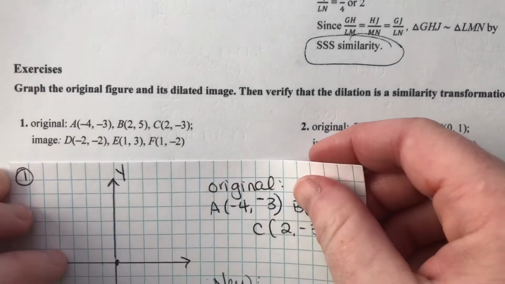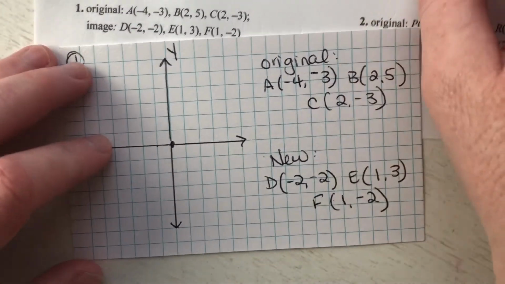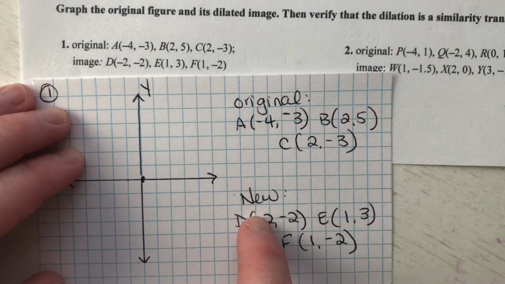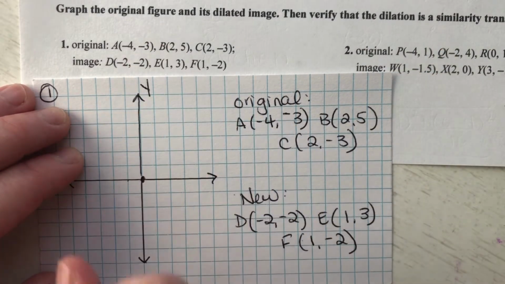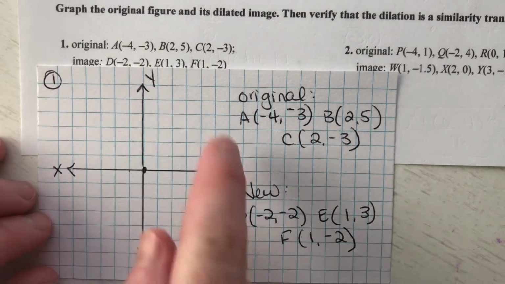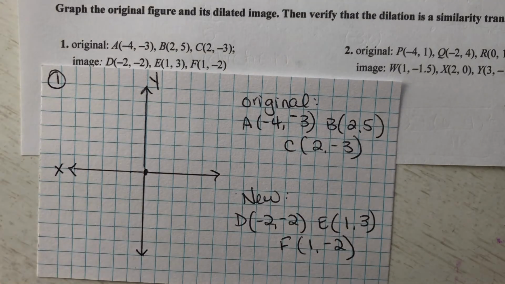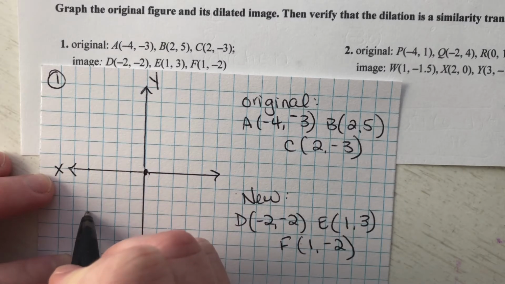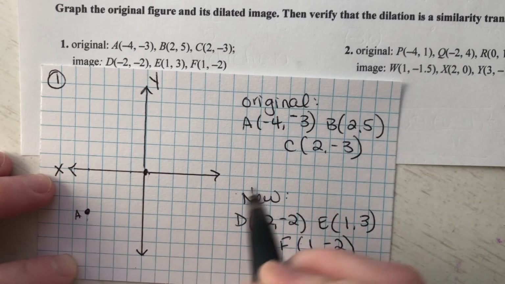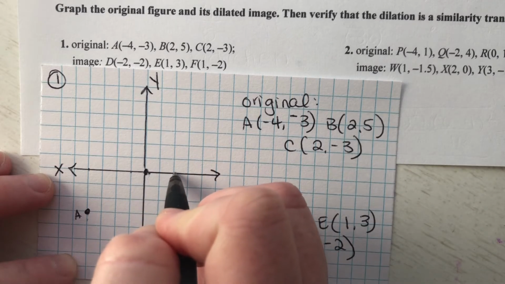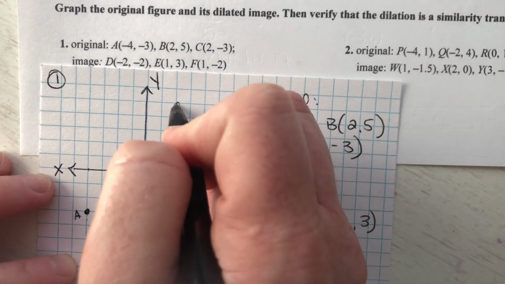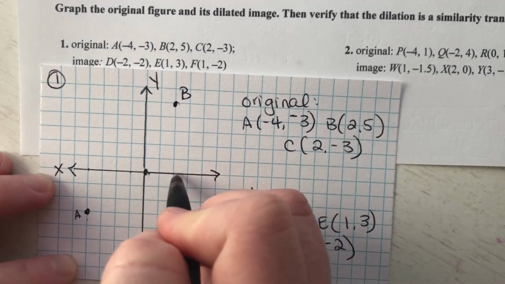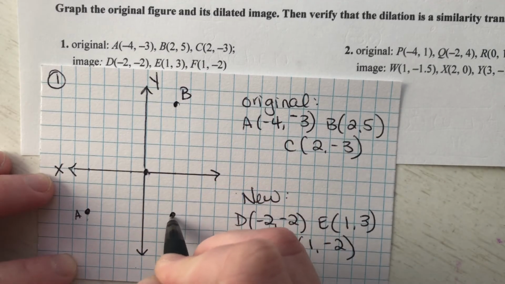drew them out. So for this first one, it gives us the original and the new image. The image is the new, the original is the pre-image, right? So we can go ahead and sketch it to see what it looks like on here. So for the original, -4, -3, that's point A. Over 2 up 5, that's B. And C is over 2 down 1, 2, 3.